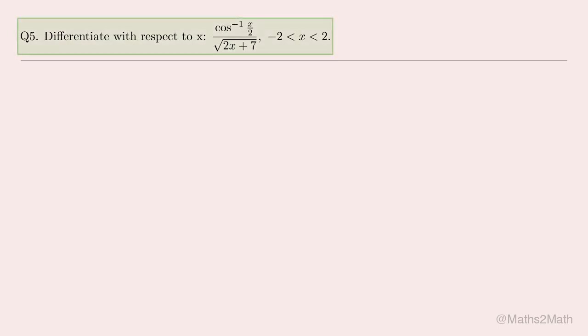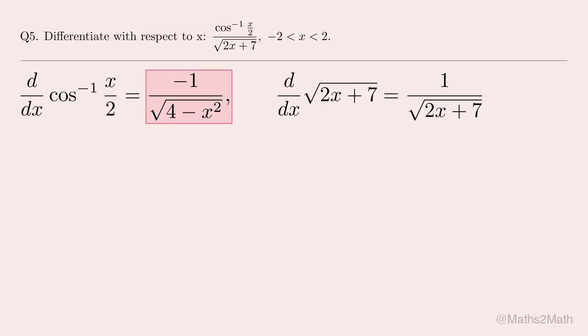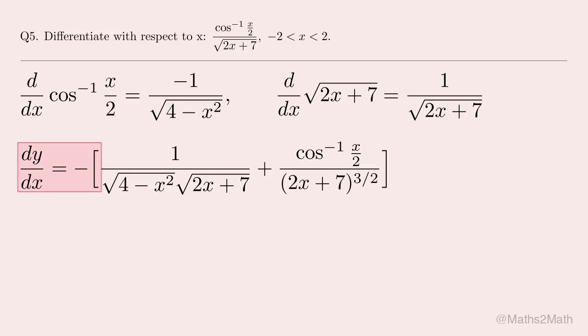Question 5. An inverse cosine over a square root. Quotient rule with 2 chain rules inside. Compute the 2 derivatives first, then assemble. The numerator differentiates to minus 1 over root 4 minus x squared. The denominator to 1 over root 2x plus 7. Quotient rule, then split into 2 clean fractions.